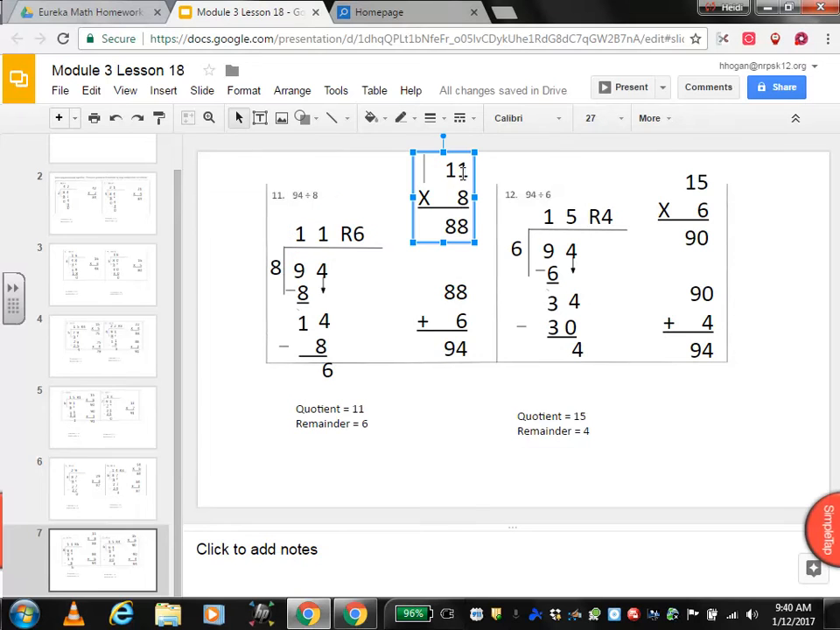We check. Quotient times divisor gives us 88. We add our remainder. 88 plus 6 is 94, which is our dividend.